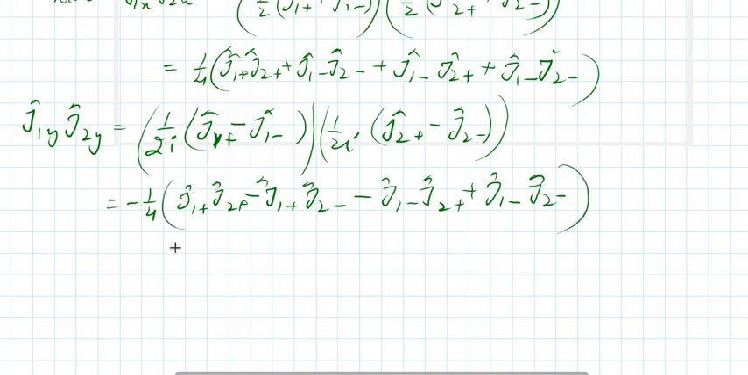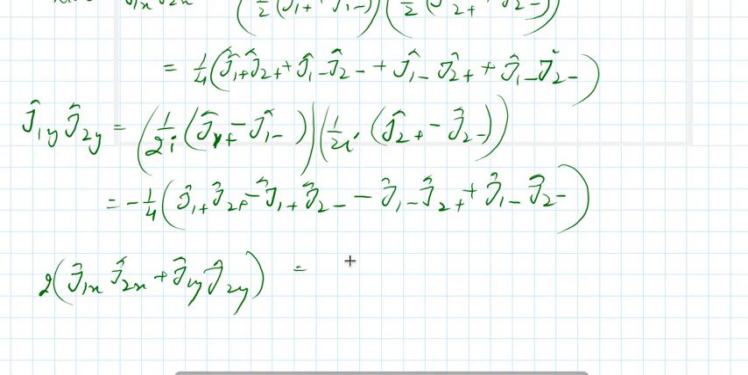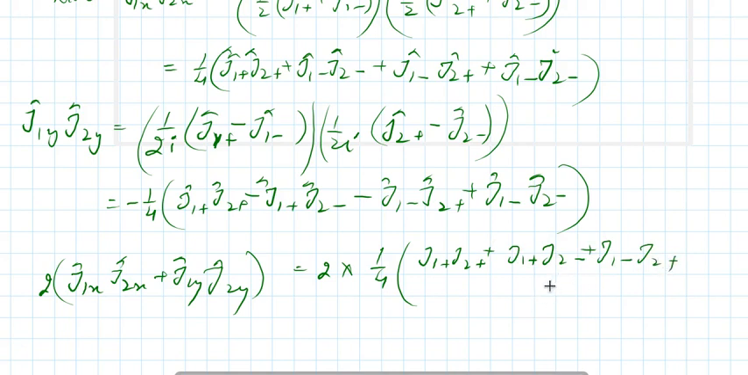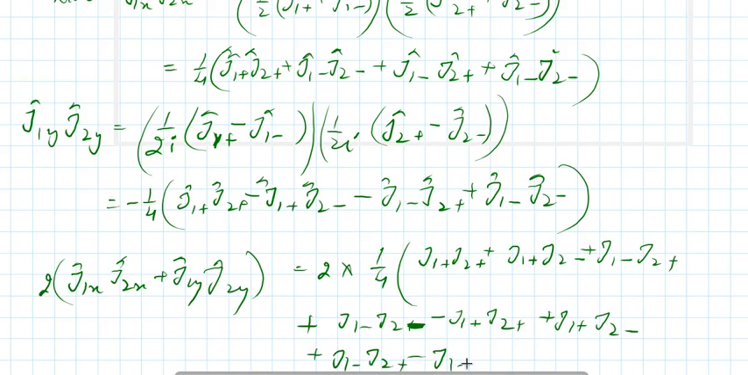So if I put these values and try to find 2(j1x j2x plus j1y j2y), it is equal to 2 into 1 by 4, and this is (j1 plus j2 plus plus j1 plus j2 minus plus j1 minus j2 plus plus j1 minus j2 minus) and minus (j1 plus j2 plus minus j1 plus j2 minus minus j1 minus j2 plus plus j1 minus j2 minus).